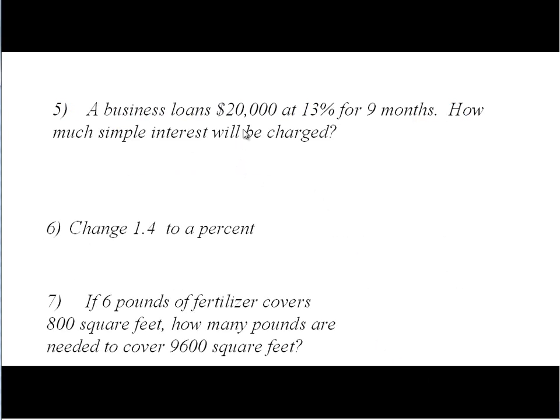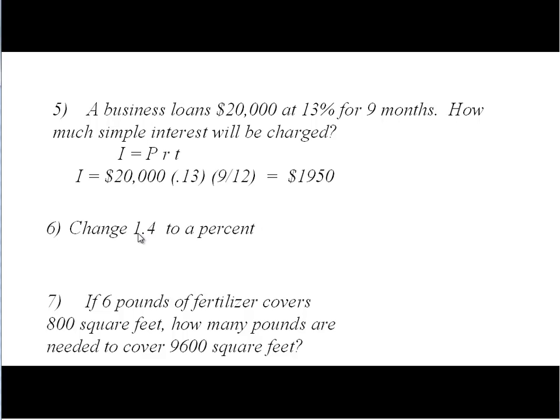Okay, a business loans $20,000, 13% for 9 months. They want simple interest. Interest is principal times rate times time. Time has to be in years. So it's $20,000 what you borrowed. 13% is 0.13, and then 9 months is 9 out of 12. So if you multiply that out, you should get $1,950 for your interest.